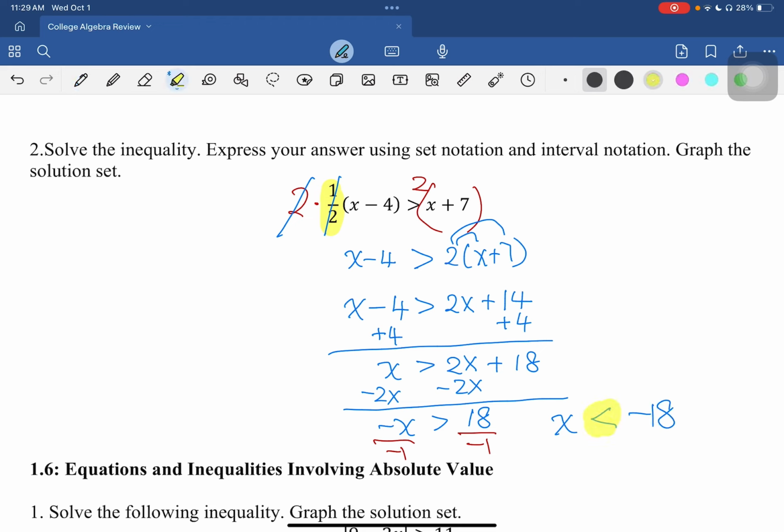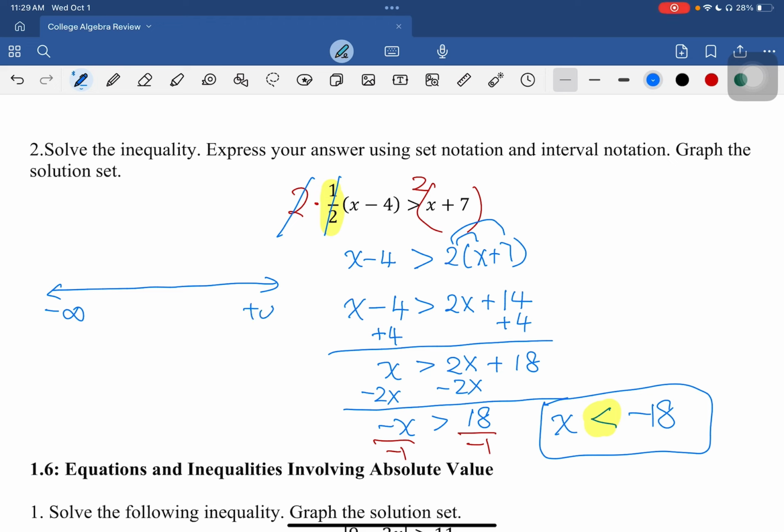Finally, let's place this solution on the number line. Draw a line from -infinity to +infinity and mark the point -18. Because the inequality is strictly less than, with no equal sign, we use an open circle at -18. Shade everything to the left since x is less than -18.